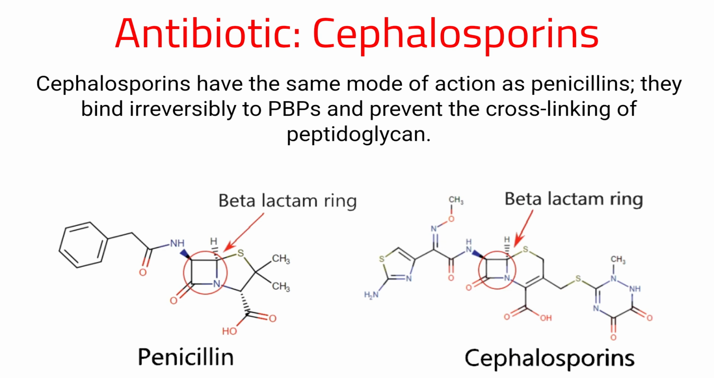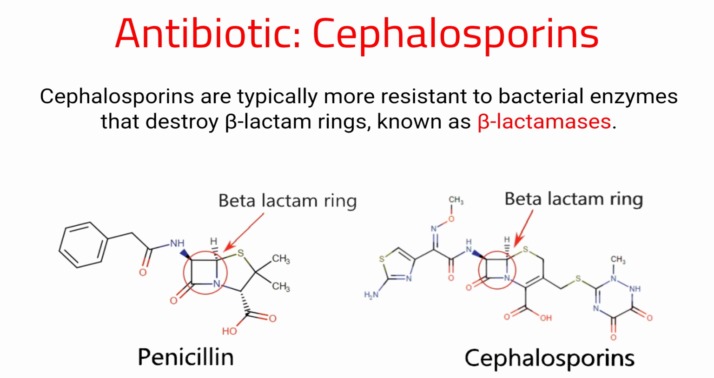Clinically important cephalosporins are semisynthetic antibiotics with a broader spectrum of activity than penicillin. Most important of all, cephalosporins are typically more resistant to enzymes that destroy beta-lactam rings, known as beta-lactamases. For example, ceftriaxone is highly resistant to beta-lactamase and has replaced penicillin for the treatment of Neisseria gonorrhoeae, because many strains of Neisseria gonorrhoeae are now resistant to penicillin.